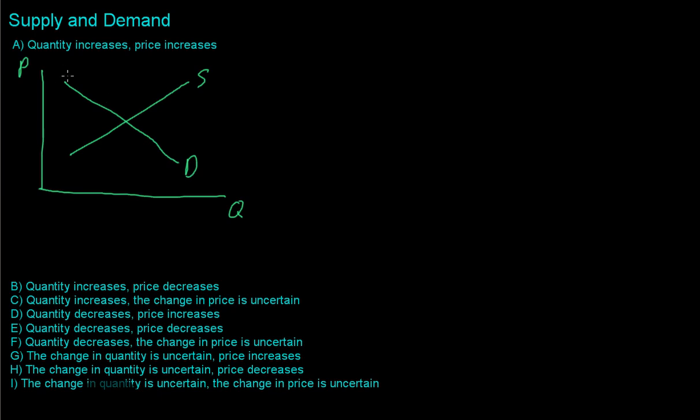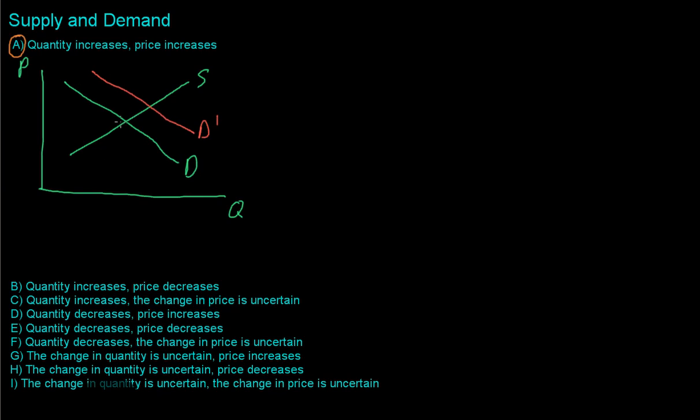Alright, so in this video we're going to go over what will cause quantity to increase and price to increase in the supply and demand model. So we're going to go over this solution right here. To do this, the only thing that will bring this about in the supply and demand model is an increase in demand. So let's say demand goes from the green demand line to the red demand line, and we'll label that D prime or D1, however you want to call it.